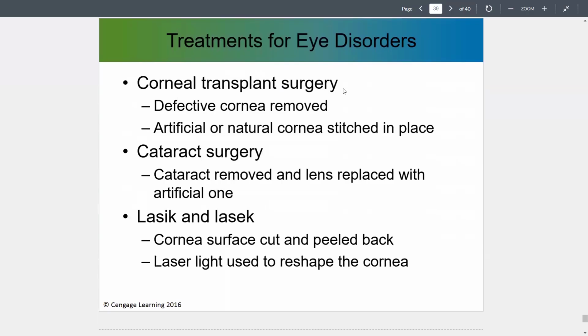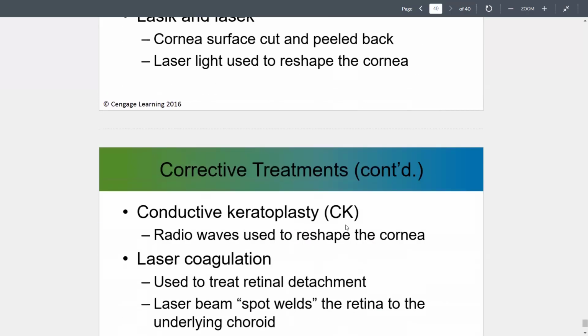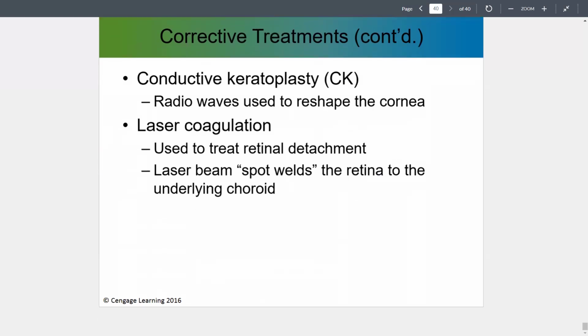You can need a corneal transplant or cataract surgery. LASIK is another surgery they do. There's also PRK. They can reshape the cornea using radio waves. If there's a retinal detachment, they can help you with that. So there are just a lot of technologies that can really help you with your vision, but that's your sensory systems.